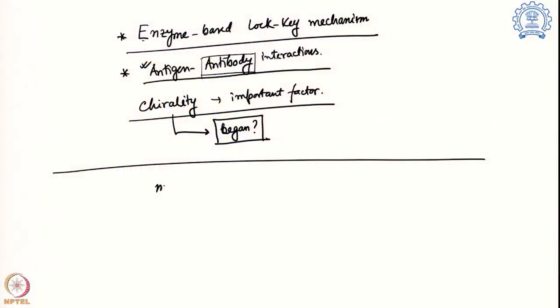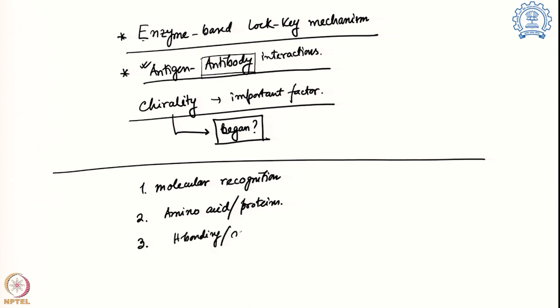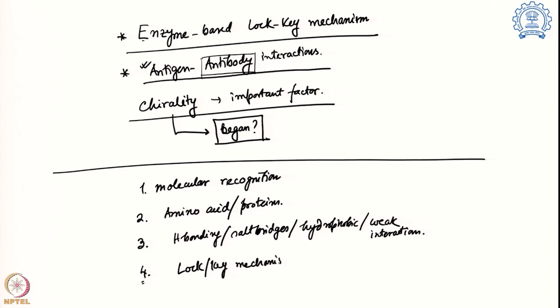So in this particular segment we have covered so far the molecular recognition and how amino acids and proteins can come together and create these molecular recognition factors. Third, we will also learn about all the hydrogen bonding, salt bridges, hydrophobic interaction and weak interaction. So those are the common factors which are going to come into play. And we looked into details of this lock and key mechanism and how that works in biology.